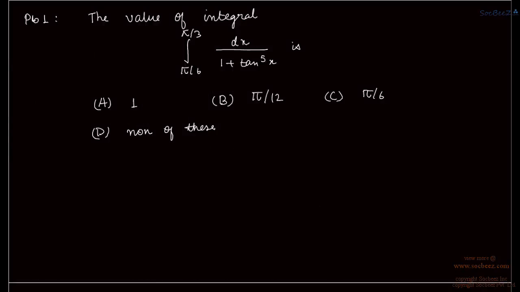We have problem number 1. The value of the integral of 1 upon 1 plus tan 5x dx, from x equal to pi by 6 to pi by 3, is.